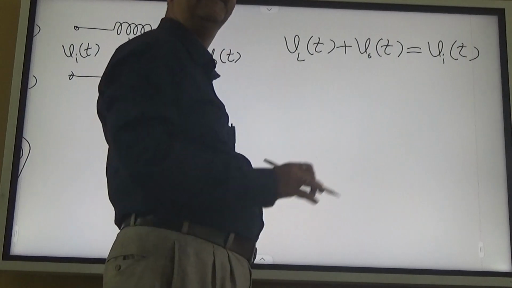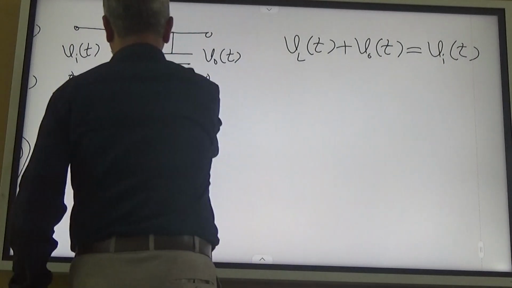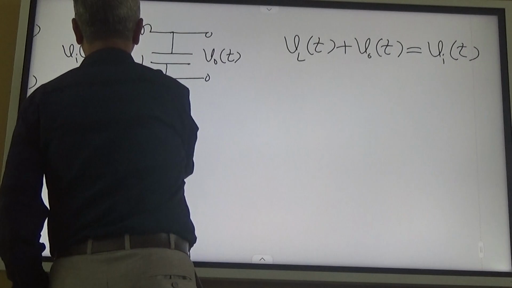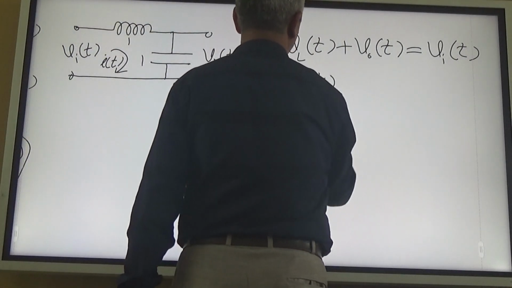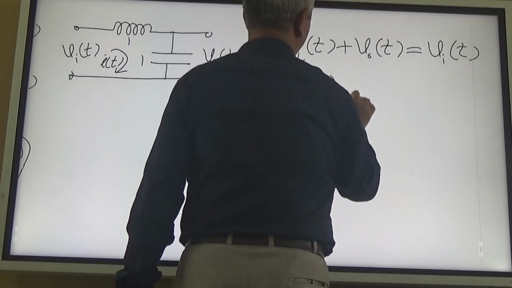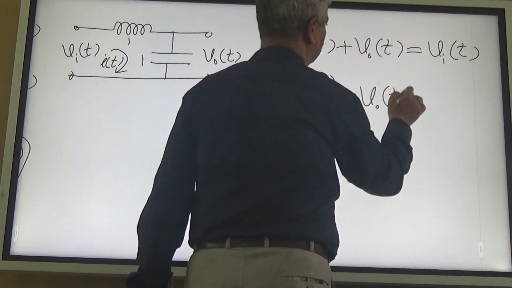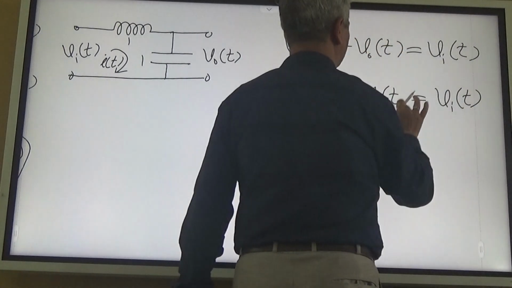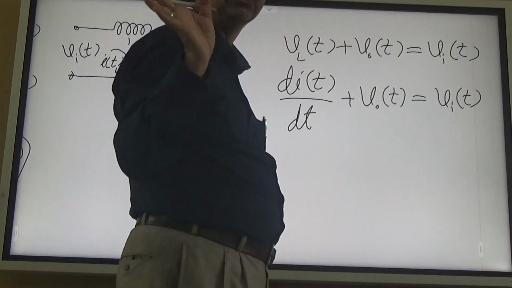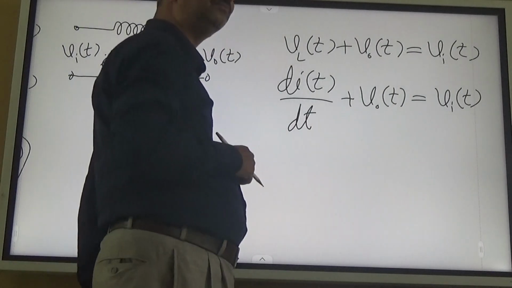What is VLT? Again, it is series circuit. So IT is same. So DIT by dt plus VOT is equal to VT, right? No issues. Now what is IT?